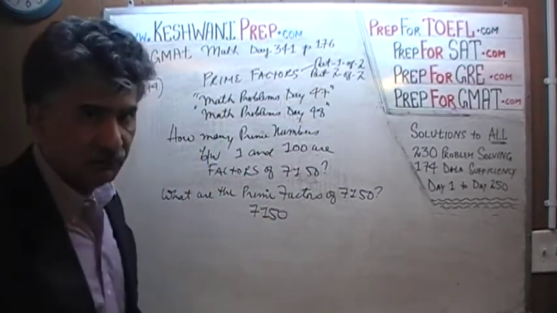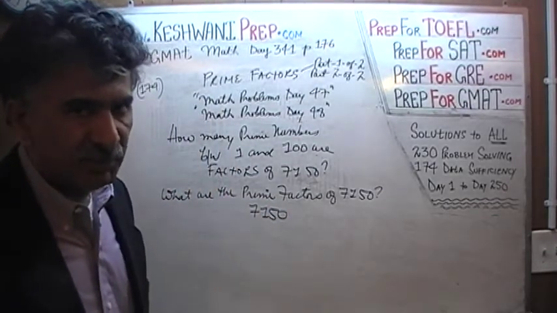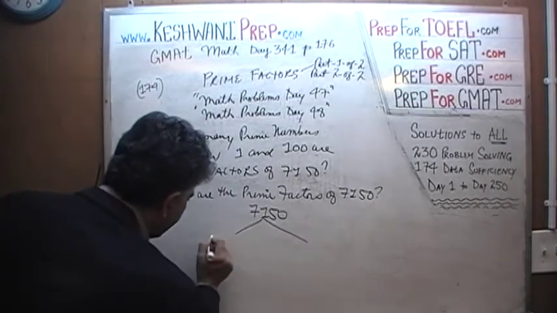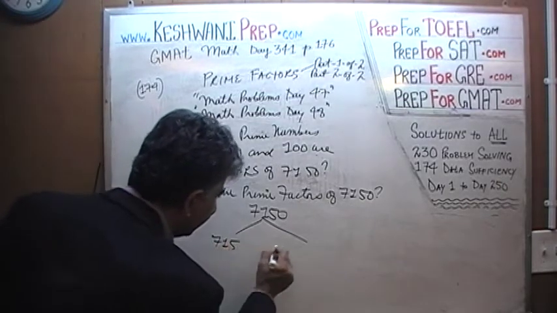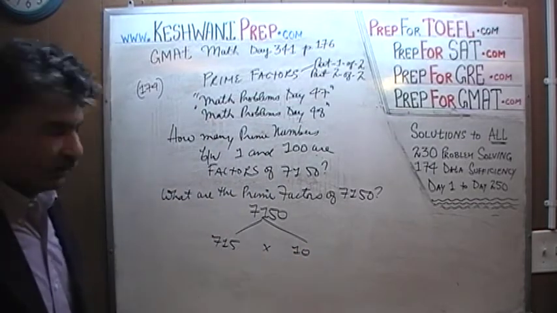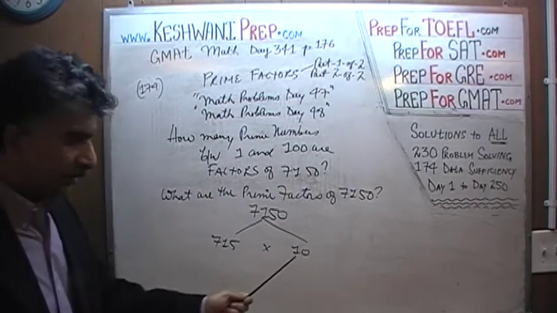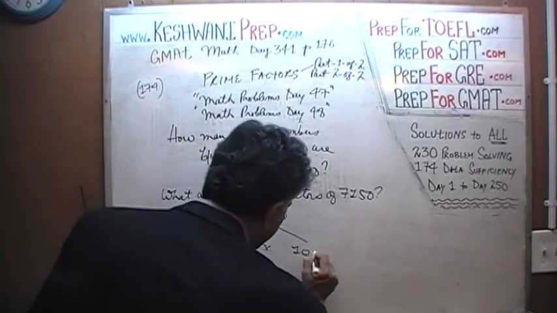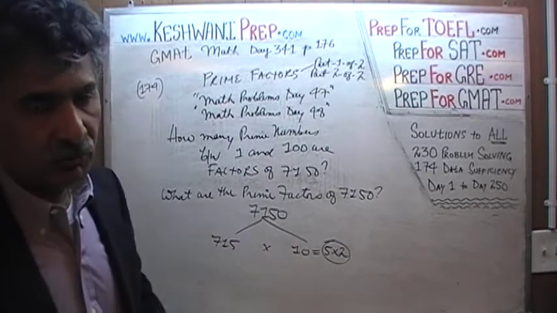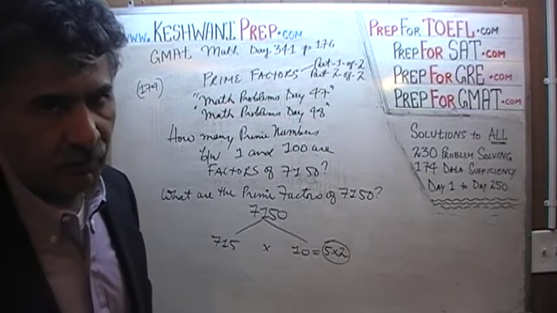7150 is a very large number. And the trick here is to split it into two manageable parts. And this is how we split it. We could split it into 715 times 10. 715 times 10 will give us our 7150. And 10, of course, is very straightforward. The prime factors of 10 are 5 and 2, because 5 times 2 is 10.